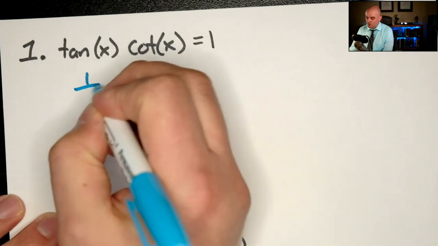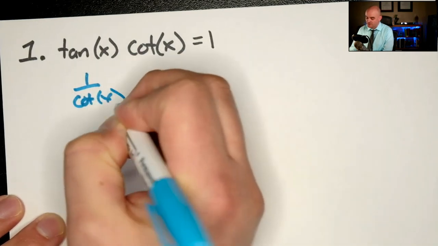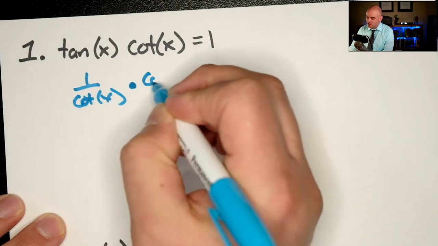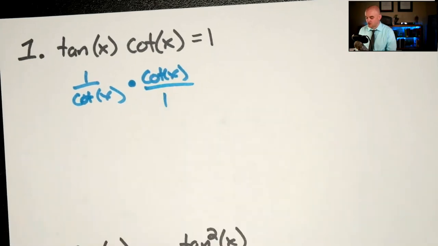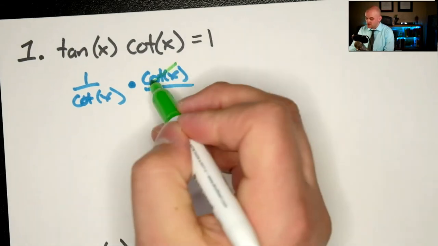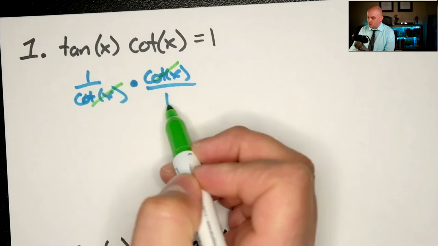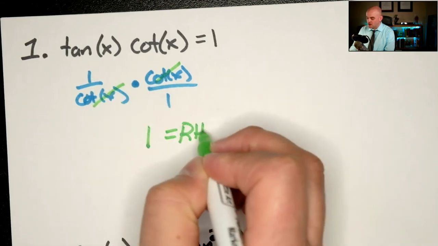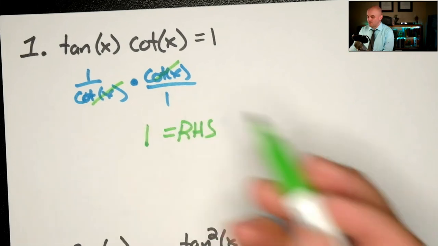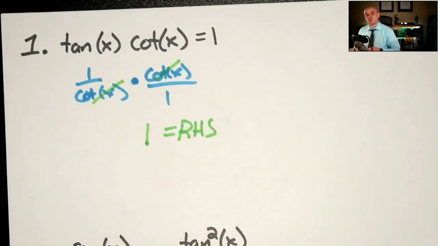So if I let it be 1 over cotangent, and I'm timesing it by the cotangent of x, well, cotangent written as a fraction is cotangent over 1. When I multiply these, the cotangents cancel, leaving me with 1 over 1 or 1. And that equals my right-hand side of the equation. Boom, I'm done.